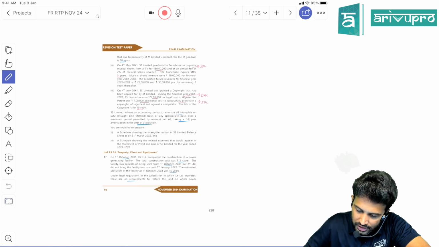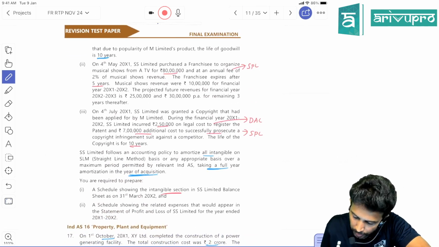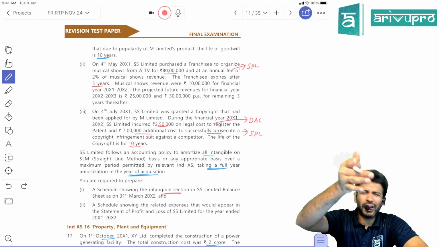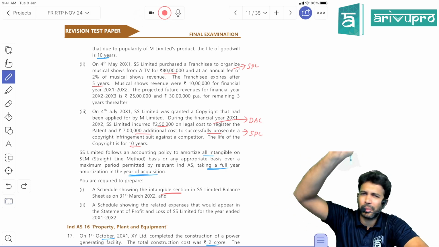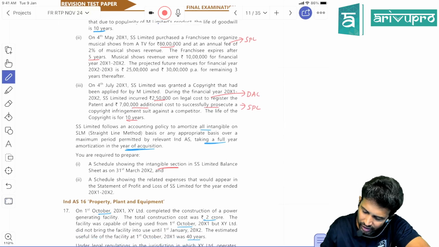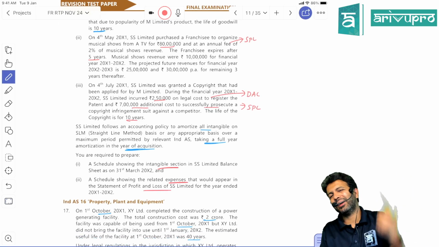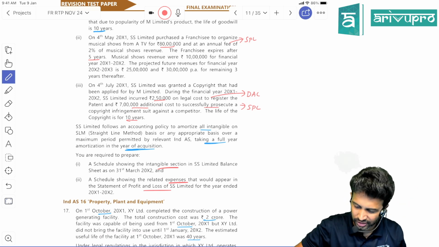Now what is the requirement of this question, I'll just show you. What they've asked in this particular question is to prepare an intangible assets schedule. That's all. Meaning, what is the opening balance of intangible assets, what is the closing balance, how much got amortized, etc. And what is the schedule of related expense in SPL. So they have calculated the balance sheet and P&L extracts.